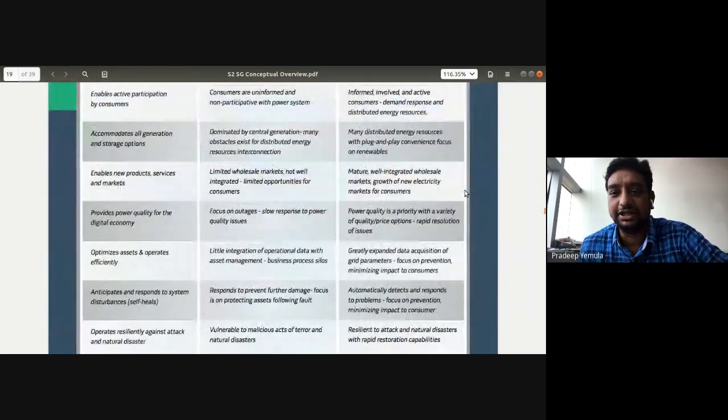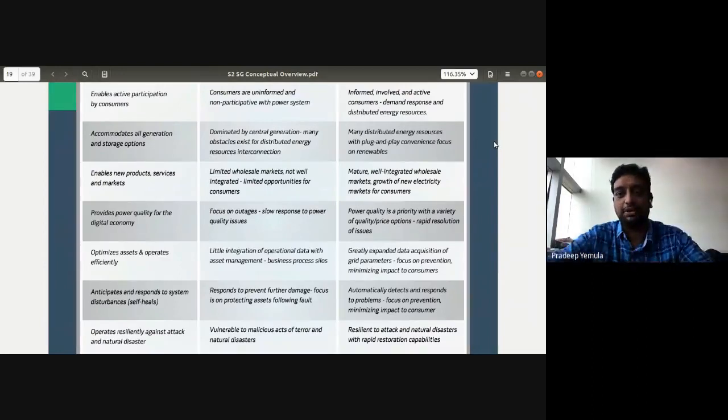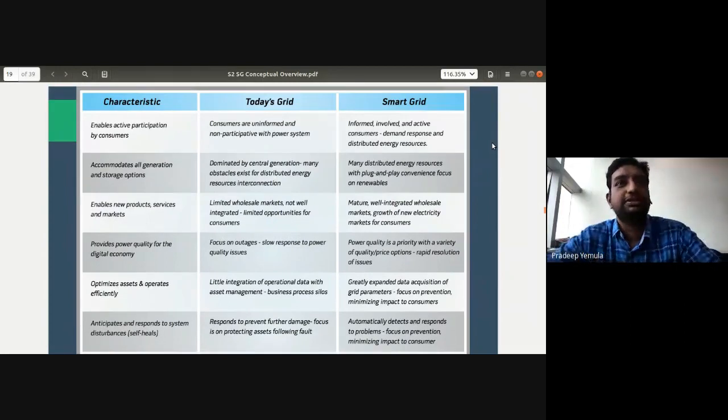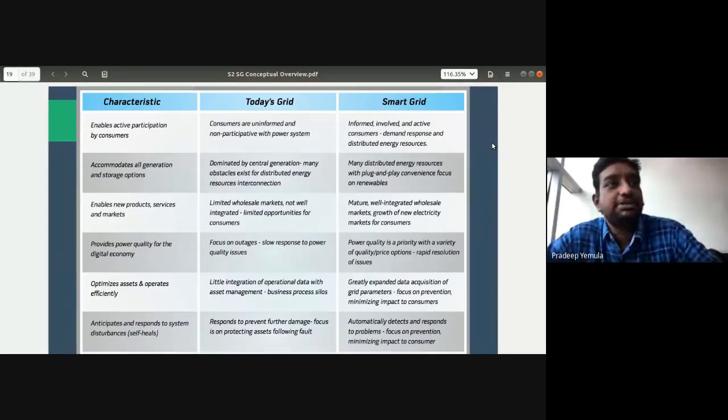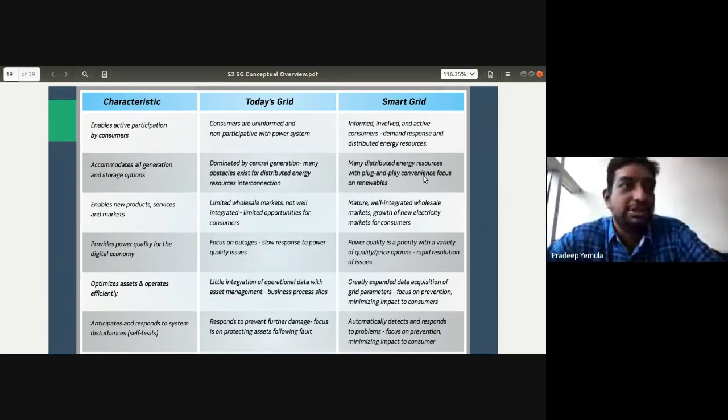So this is a little bit of a theory slide. I don't know how many of you can watch it clearly. You can just pause the video later when you're seeing. Basically, this is the comparison between today's grid and smart grid. For example, enables active participation by consumers. In today's grid, consumers are uninformed, non-participative, whereas in tomorrow's grid, the consumers will be informed, involved, and active consumers with demand response and distributed generation. So these are some of the characteristics.